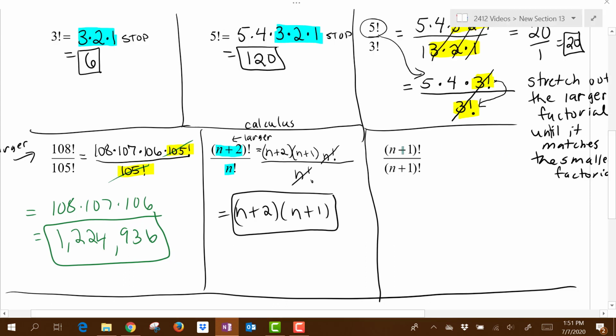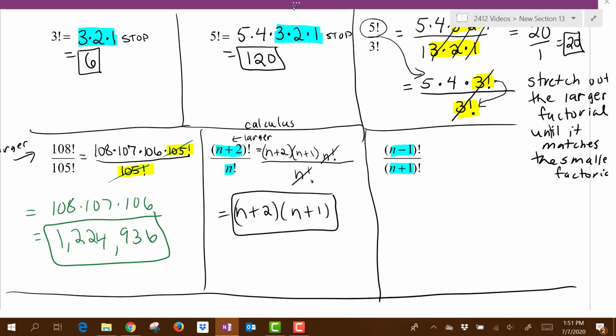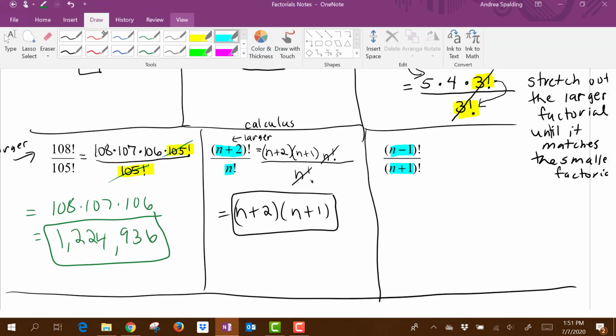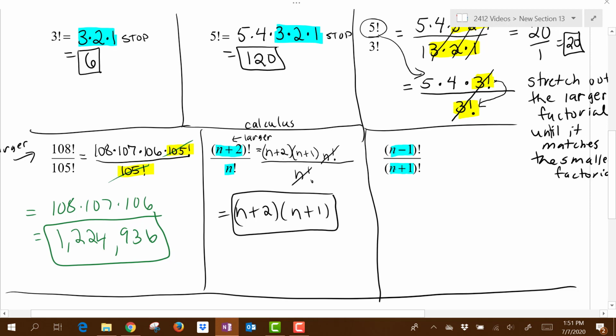Alright, now in this example I have n minus 1, and then I have n plus 1. Which one of those is larger? It makes sense that n plus 1, taking n and adding 1 to it, would be larger than taking n and subtracting 1 from it. So I'm going to start at the bottom and write n plus 1, multiplied by 1 less than that. If I subtract 1 from that, that gives me n.